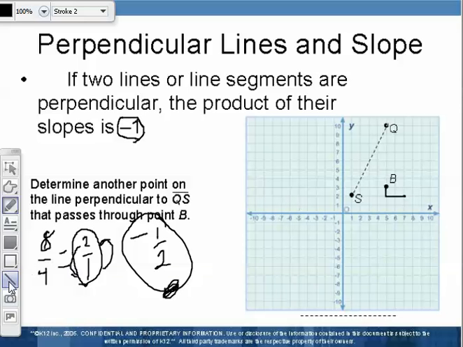And if you don't believe me, let's draw that line. And I'm just going to use those 2 points, nothing more. I'm going to start right here, go through B, and have it come right over here, keeping it through B, through QS. I think that looks like a perpendicular line. As a matter of fact, I know that it is because I've calculated the slopes. And since the slopes' product is -1, they're perpendicular to each other.